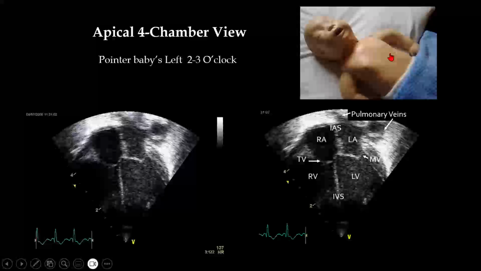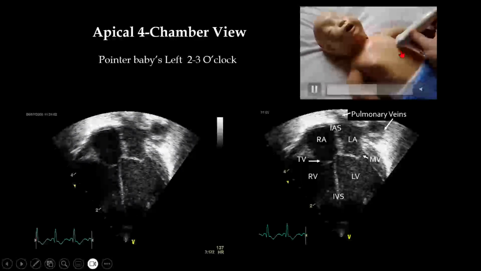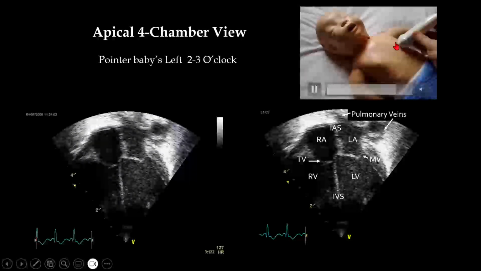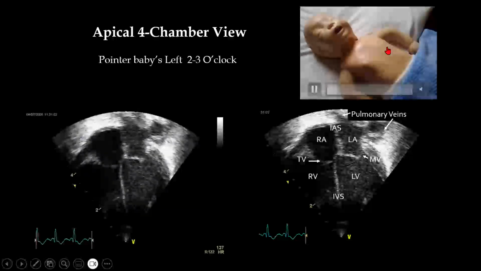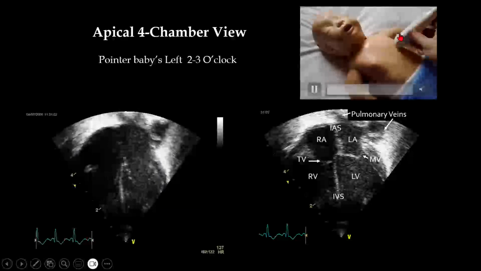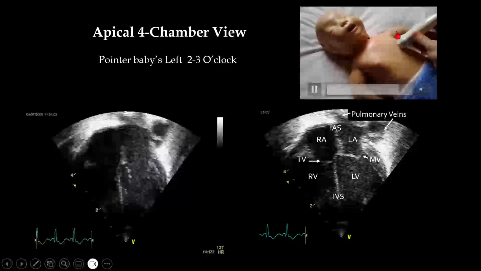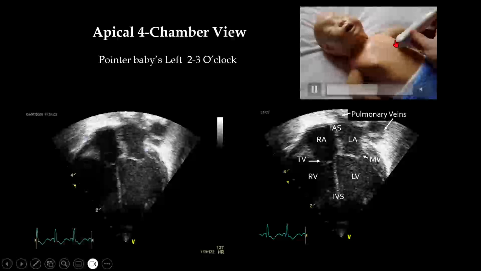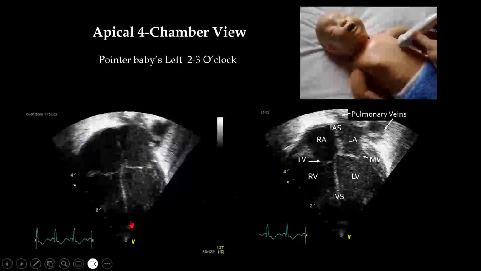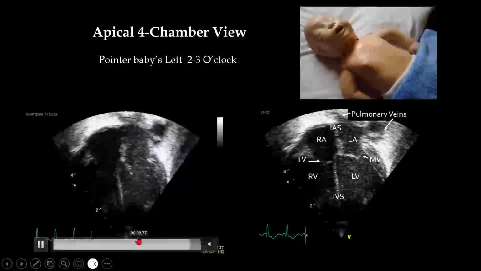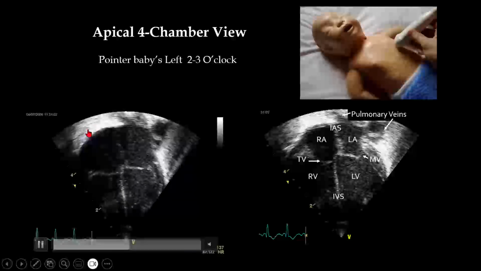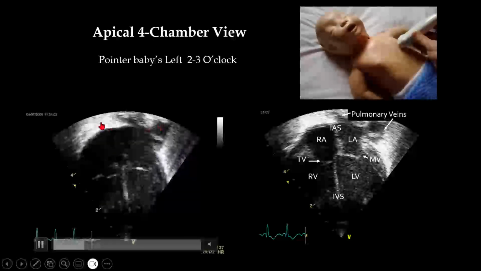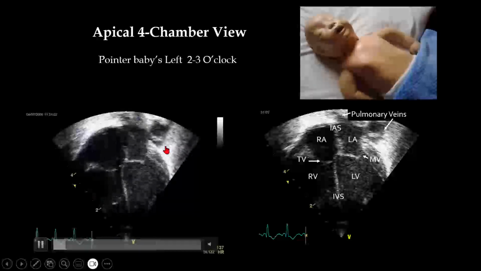So here what we are doing is an apical four chamber view. The probe is being kept below the nipple at the apex, around the 4th to 5th intercostal space. The probe orientation marker is facing 2 to 3 o'clock, that is, towards the left shoulder. And here you can see the probe orientation marker is down. So this is what we call an apical four chamber view, which is upright, anatomically corrected.